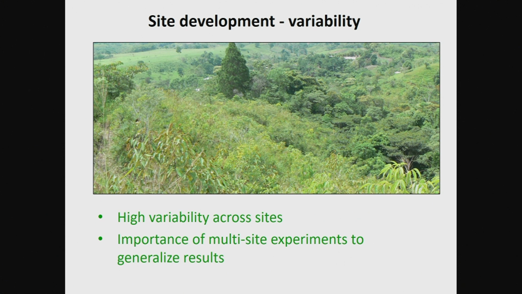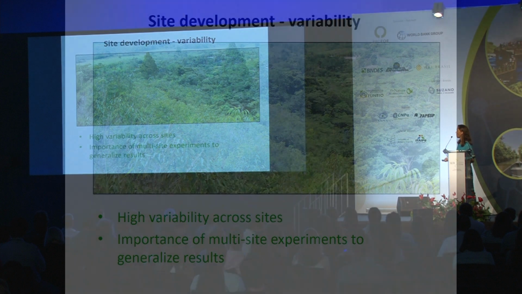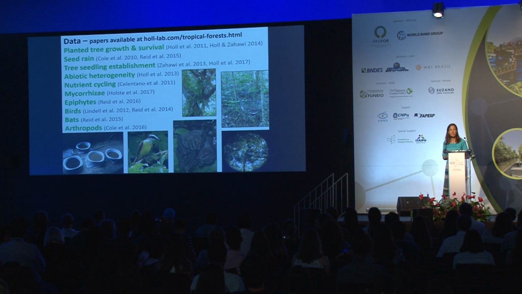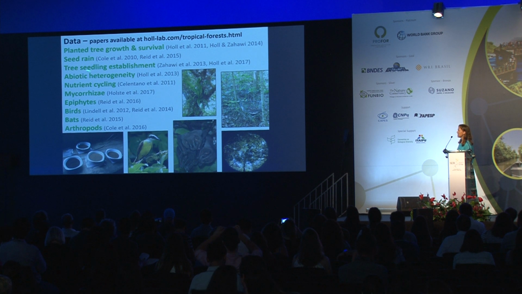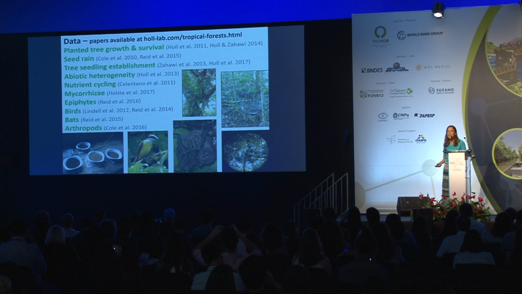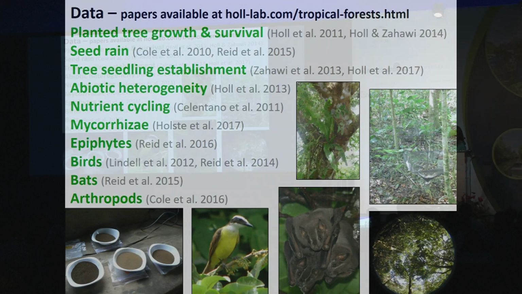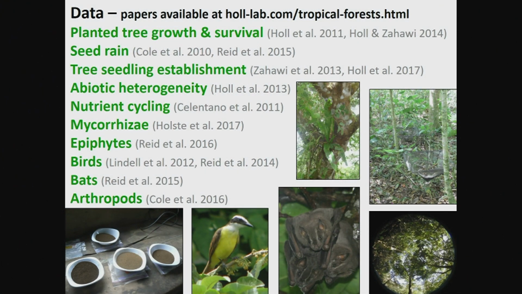And I emphasize that. I like to tell students it's very important to replicate your studies at many sites, as scientists, so that we can make generalities, because there's a lot of variability in what we find across our sites. We've collected a lot of data over the last 13 years. We've studied things like planted tree growth. We've also looked at seed rain, seedling establishment, nutrient cycling, mycorrhizae, epiphytes, birds, bats, and arthropods. And I won't talk about those all in detail, but a lot of those papers are available at my website if you want to know more about the details.